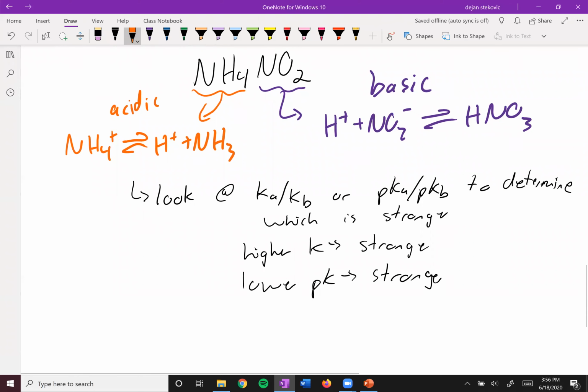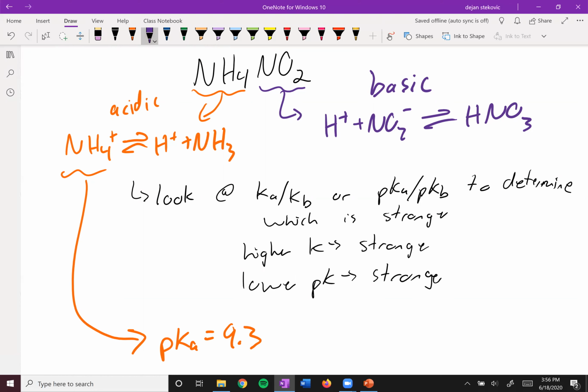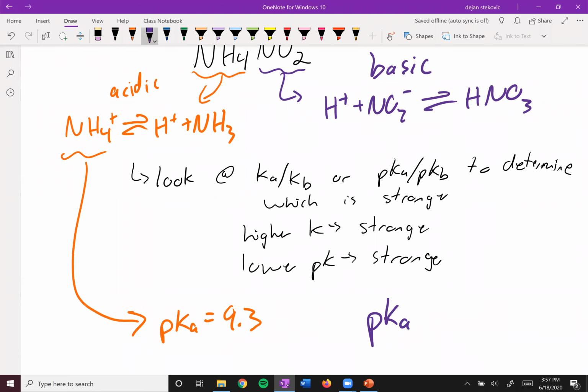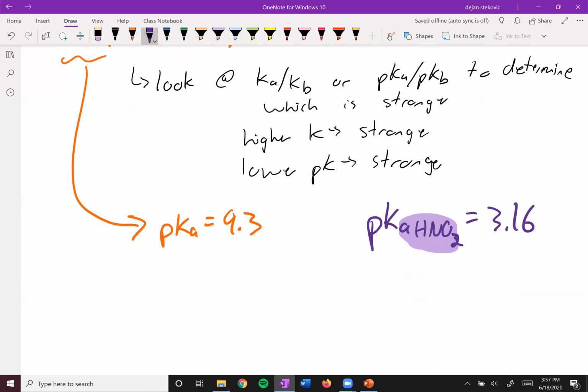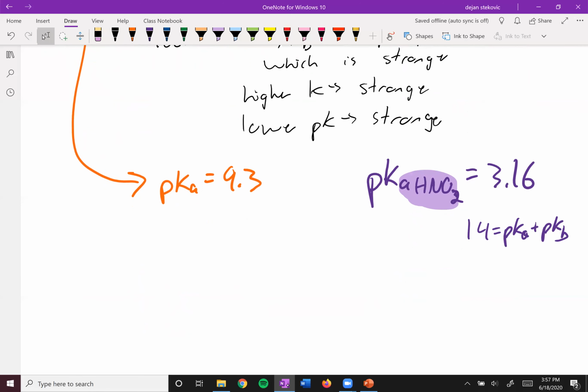So if you take a look at ammonium, if you do some Googling, you'll find that the pKa here is 9.3. If you do some Googling, you'll find that the pKa of HNO2 is equal to 3.16, right? But that's the pKa of the conjugate acid. What we want to talk about is nitrite, not nitrous acid. And so we can remember that we can solve for the pKb of a conjugate base. Remember, 14 is equal to pKa plus pKb. So we can plug in that 3.16 into the pKa, and thus we can solve the pKb for NO2 minus. And we get a 10.84.